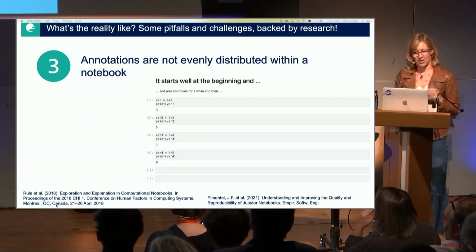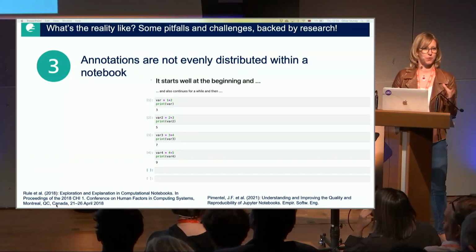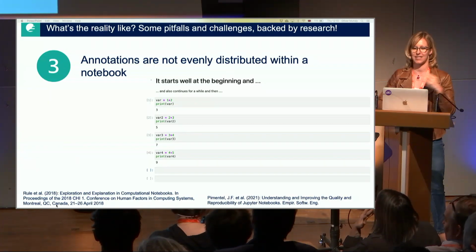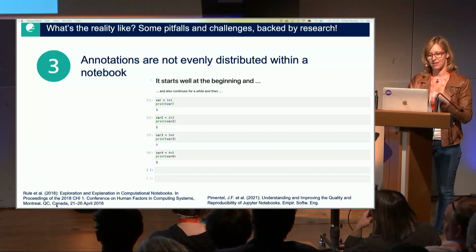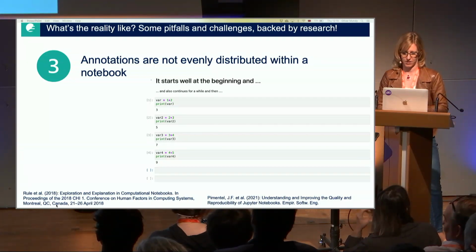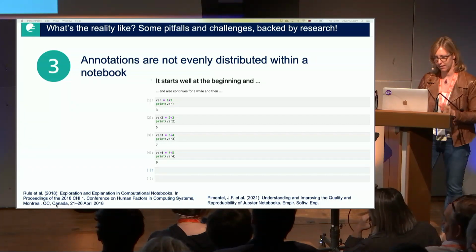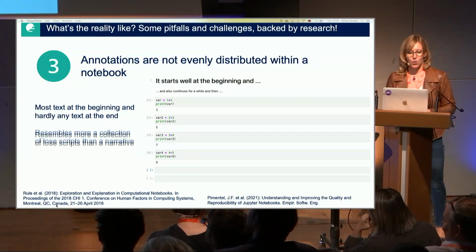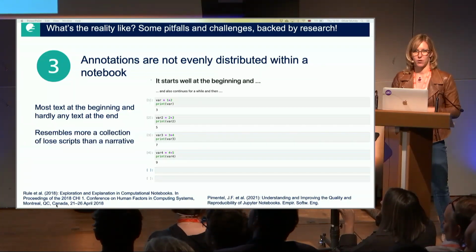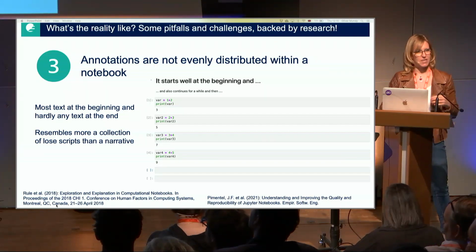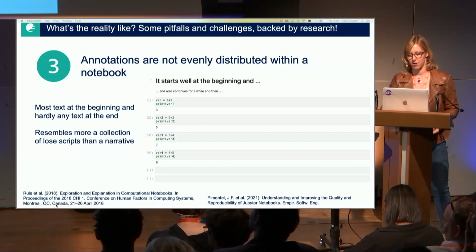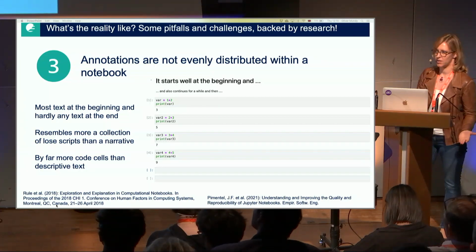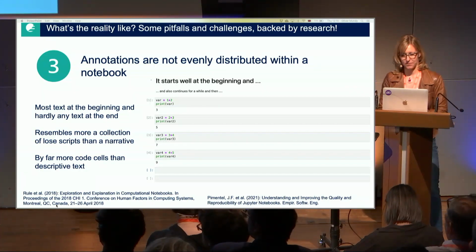And then a third challenge or pitfall is that even though notebooks facilitate the combination of code and text and description of what we are doing, annotations and descriptive text is not evenly distributed within a notebook. It often starts very well at the beginning, and then at the end there is hardly any text. Then it often resembles more a spaghetti code and a collection of loose scripts than really a narrative and a step-by-step workflow. And a lot of notebooks have by far more code than text cells.